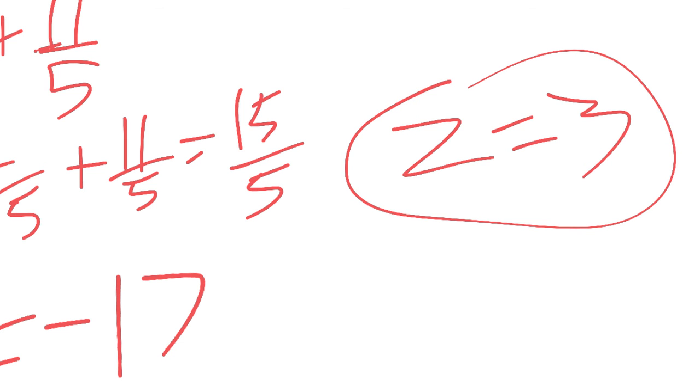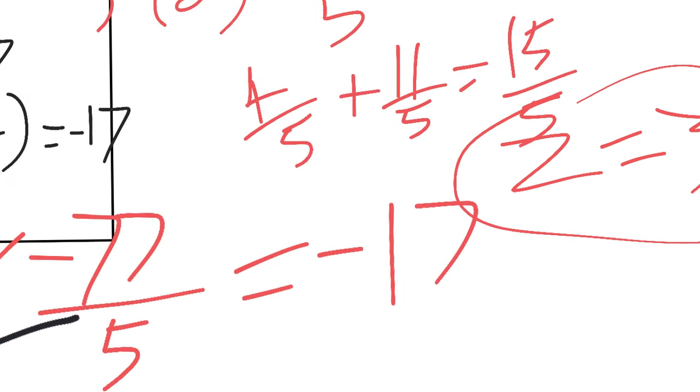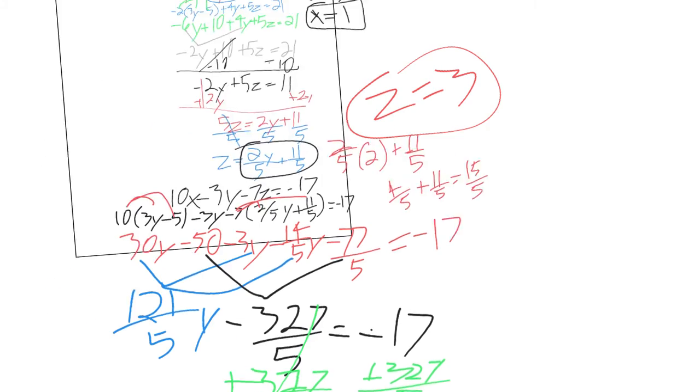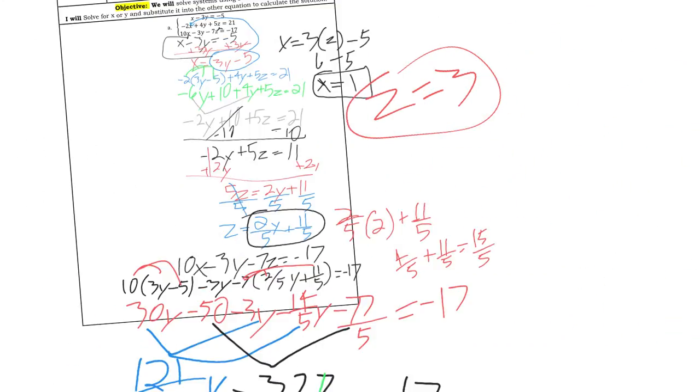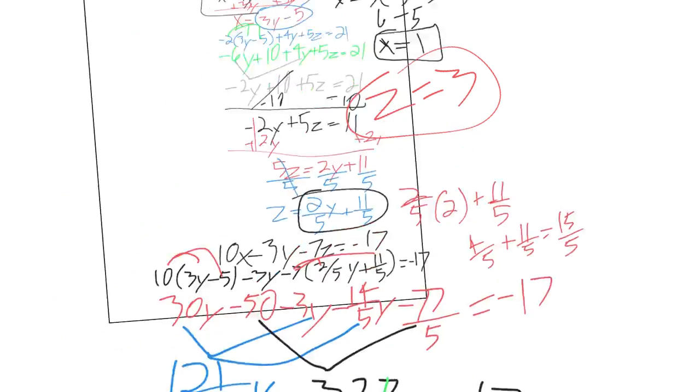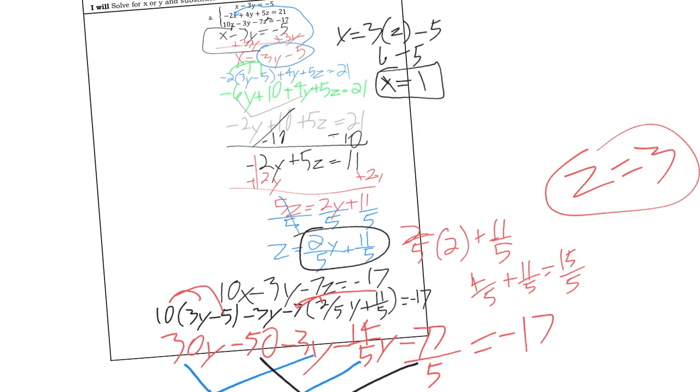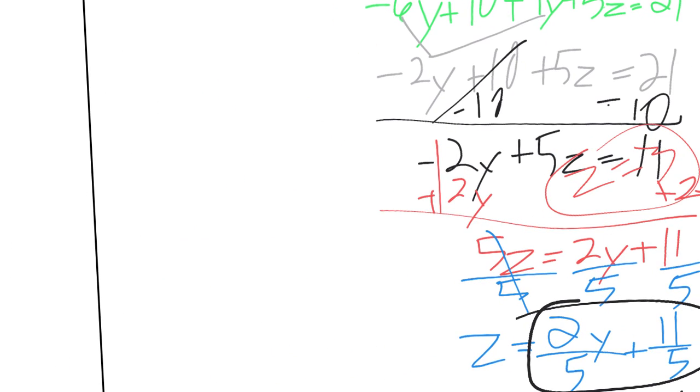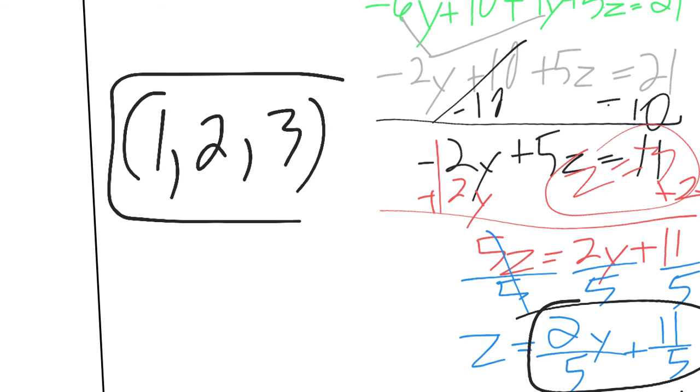And so once you get all three variables, you're done. So I got z equals 3, y equals 2, x equals 1. So you always want to write your answer as an ordered triple. So you're going to say 1, comma 2, comma 3: x, comma y, comma z, alphabetical order.